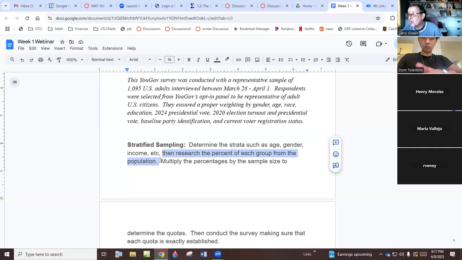In the real world, you do more. But again, I don't want to make you do really hard stuff. Does that make sense? So I don't want to be the bad guy. So I want you to show you understand stratified sampling. That's what I care about. Okay. So step two is you research the percent of each group from the population. That often is really easy. When I first taught this class, it was really hard because when I first taught this class, that thing called the internet didn't exist.